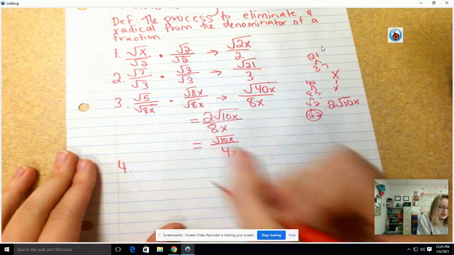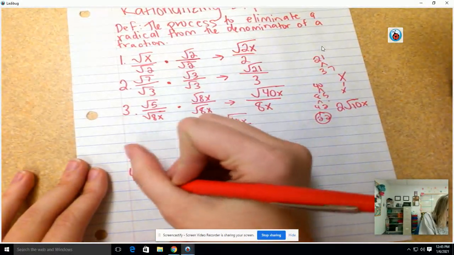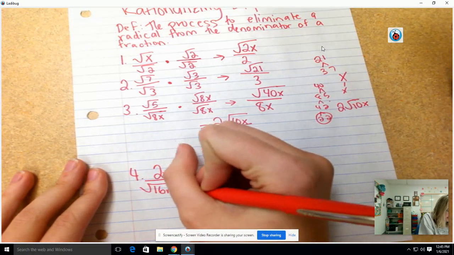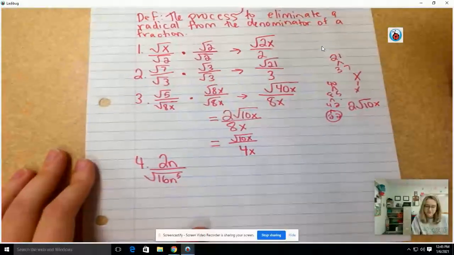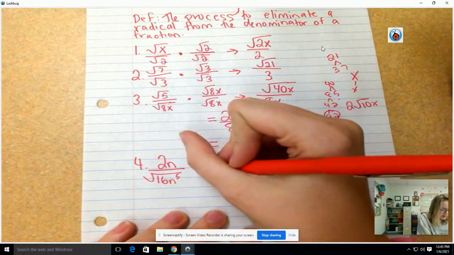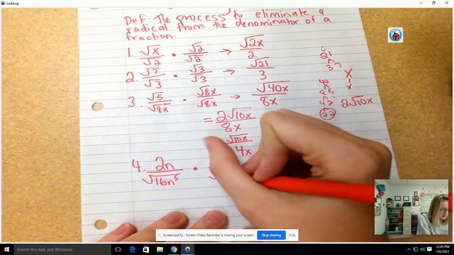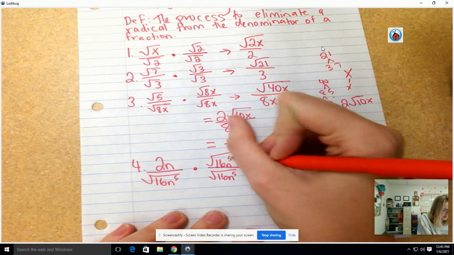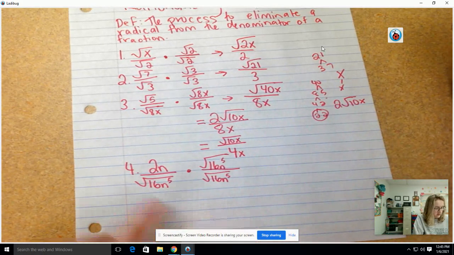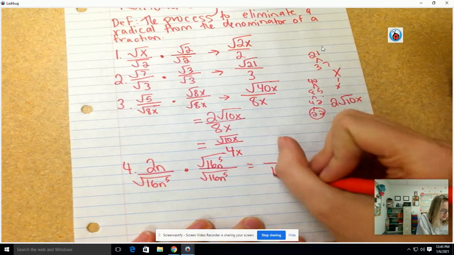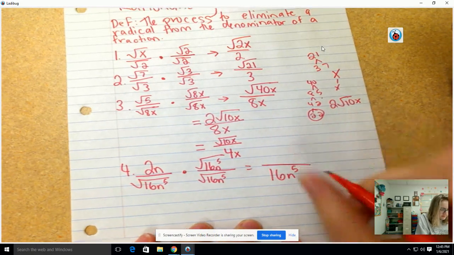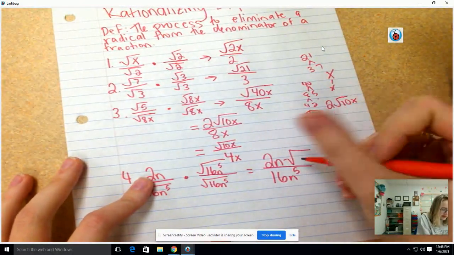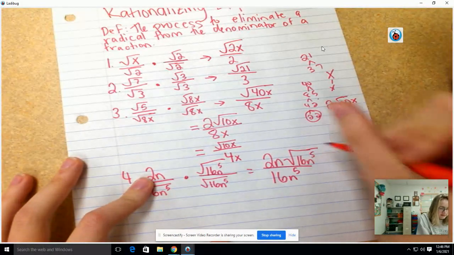All right, so we'll also be given some stuff that looks like this. We'll have 2n over radical 16n to the 5th. So again, first thing we're going to have to do is multiply by the denominator, radical 16n to the 5th, top and bottom. That is going to equal 16n to the 5th on the bottom. And the 2n is not in a radical, so it's just going to be 2n times radical 16n to the 5th.